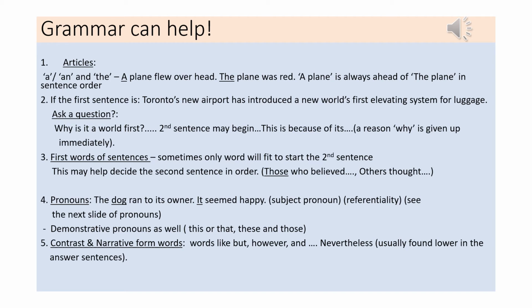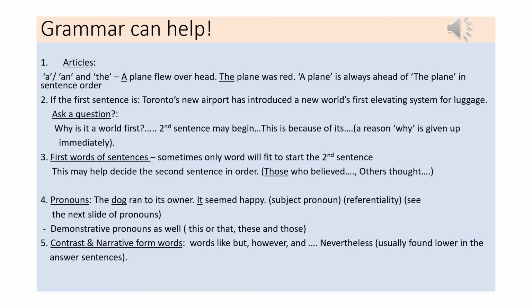It's a really big advantage. Pronouns are also important. I kind of did a separate example of this earlier, but in this example I'm saying, the dog ran to its owner. It seemed happy. Now, it is a pronoun, third person obviously, and it refers to a thing, but we refer to animals as things, so it refers to the dog.